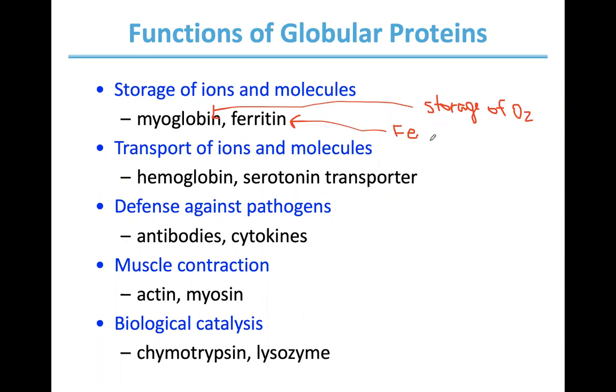And so it's important to have some kind of system to store iron and regulate how much iron is actually accessible, right? In fact, one molecule of ferritin contains up to 4,000 iron atoms.